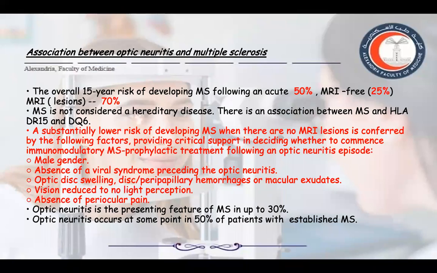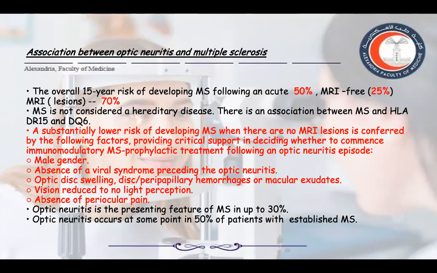Remember these items, because these items are usually against the typical demyelinating optic neuritis. Demyelinating optic neuritis is usually in females with a preceding viral syndrome, and it's usually retrobulbar. There is no disc swelling, and vision ranging between 6/60 and 6/12 with the presence of periocular pain. So these red items are against the typical criteria for demyelinating optic neuritis, so we usually don't order immunomodulatory MS prophylactic treatment.